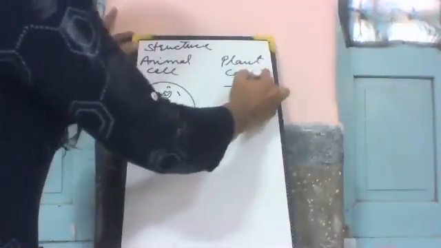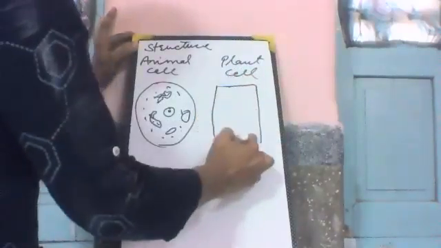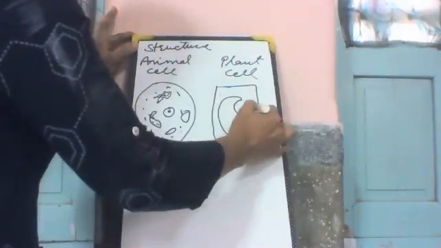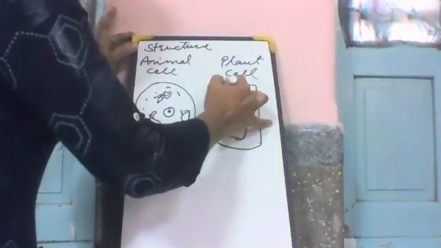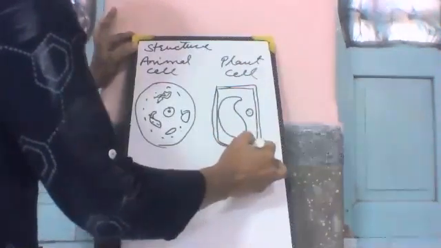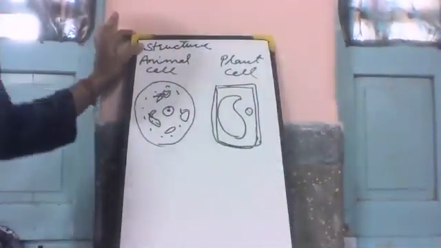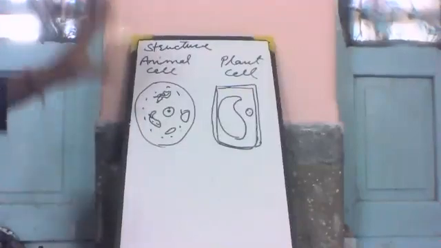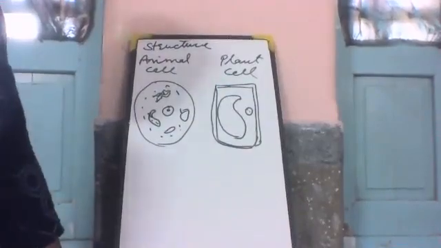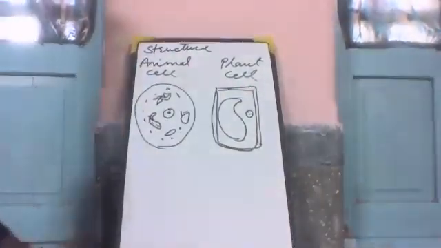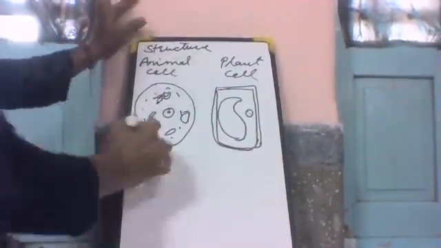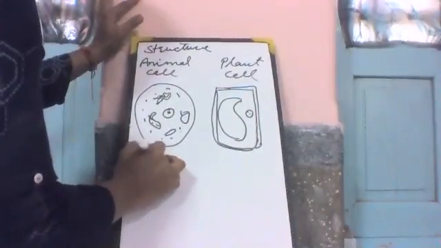But in the plant cell, see, the cells differ in their shape and size. The cells differ in shape and size, but their basic structure is the same. The basic thing in both the cells is the same. A typical cell has three main parts.